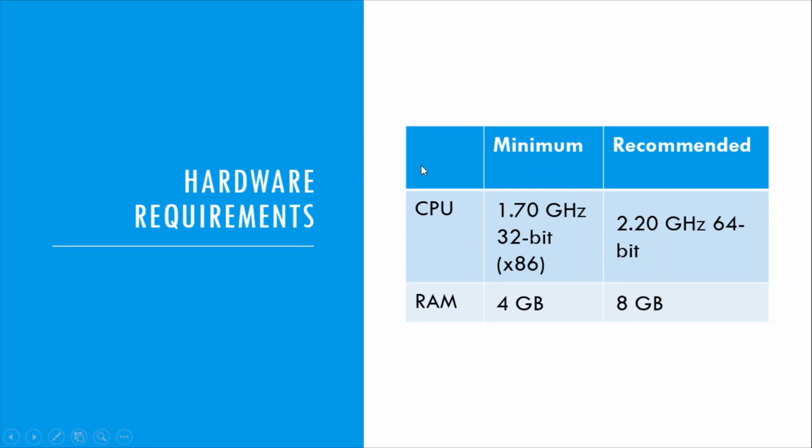So for hardware requirements, the minimum requirement is the CPU should be at least 1.7 gigahertz 32-bit and the recommended one is 2.20 gigahertz 64-bit. And the RAM size should be minimum of 4 gigabyte and recommended is 8 gigabyte.